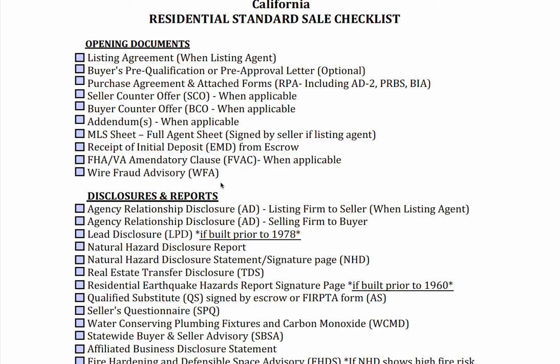Wire fraud advisory is not legally required, but it's a smart form to have, especially given the prevalence of wire fraud in recent years. This is actually part of the RPA bundle, the purchase agreement bundle. So as long as you keep that bundle intact, it'll save you the hassle of having to go back later and add these forms.